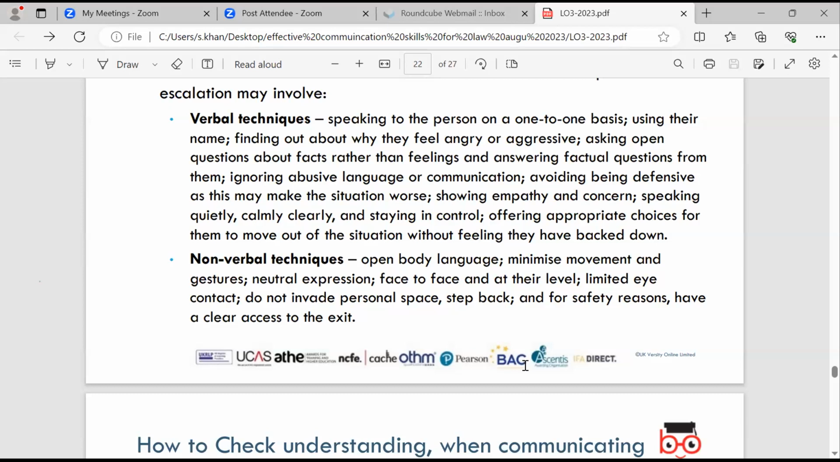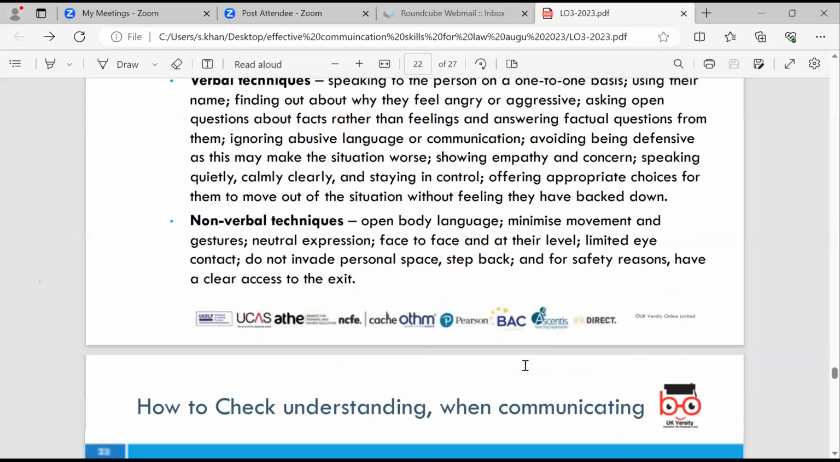Non-verbal techniques: open body language, minimize movement and gestures, a nurturing expression, face-to-face and at their level, limited eye contact, do not invade personal space, step back, and for safety reasons, have clear access to the exit.